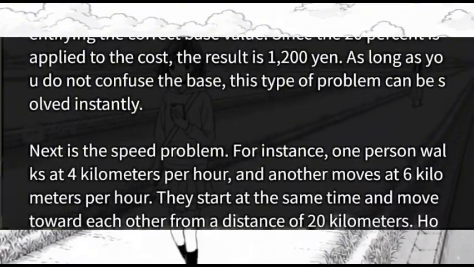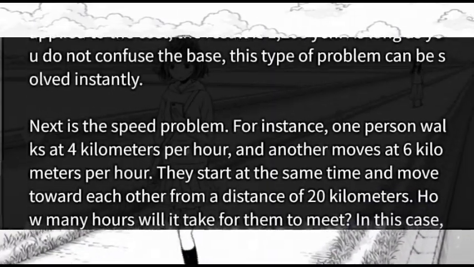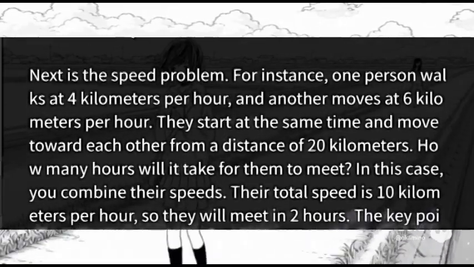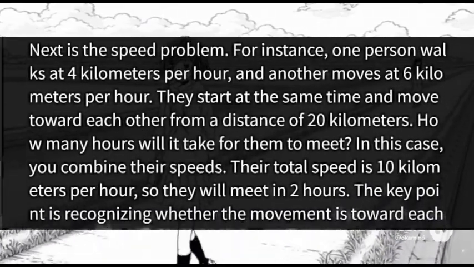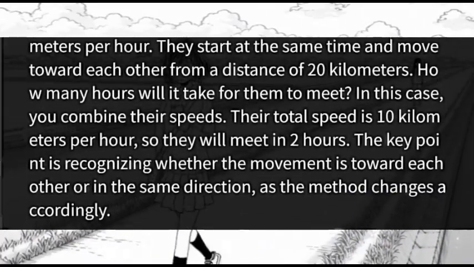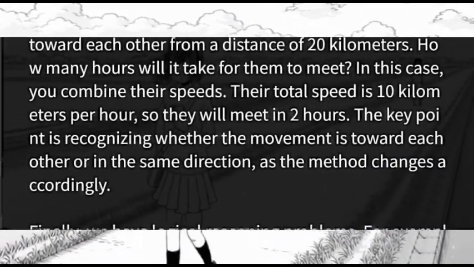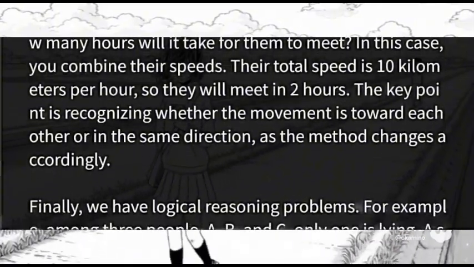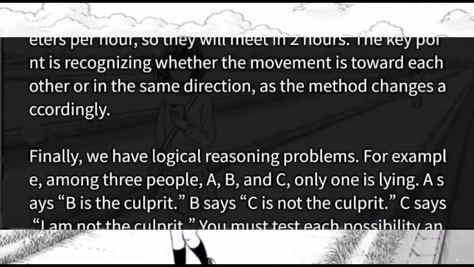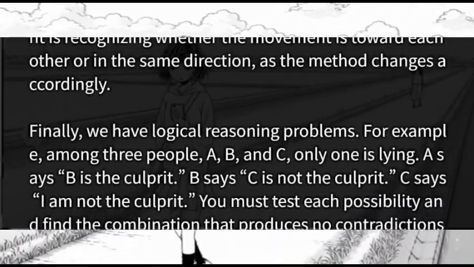Next is the speed problem. For instance, one person walks at 4 kilometers per hour and another moves at 6 kilometers per hour. They start at the same time and move toward each other from a distance of 20 kilometers. How many hours will it take for them to meet? In this case, you combine their speeds. Their total speed is 10 kilometers per hour, so they will meet in 2 hours. The key point is recognizing whether the movement is toward each other or in the same direction, as the method changes accordingly. Finally, we have logical reasoning problems.